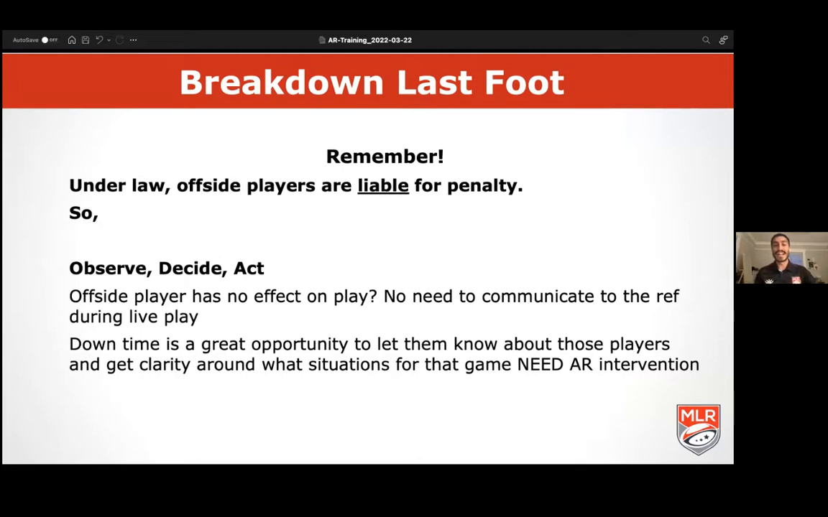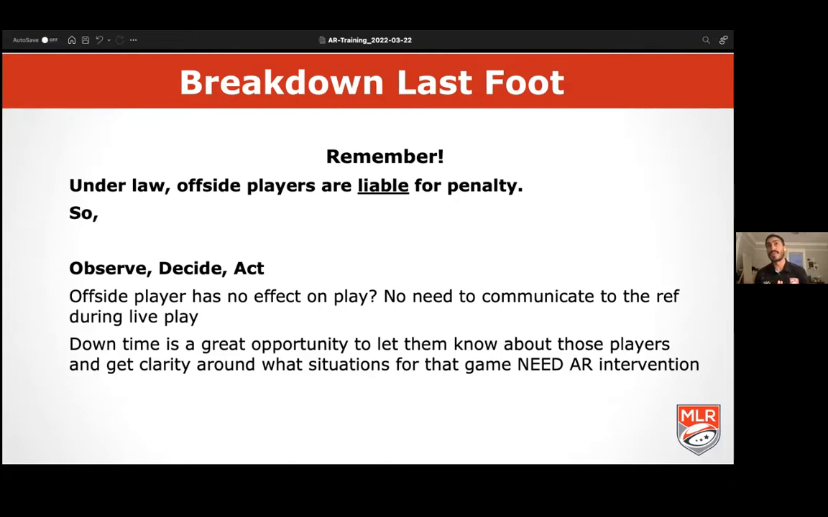So if that offside player has no effect on play, there's no need to communicate that to the referee during live play. Downtime is a great opportunity to let them know about those players and get clarity on what they as the referee want in those situations, or what situations they would want AR intervention in. When I say that observe, decide, act is something that we can translate over into our refereeing, I feel like this is the biggest thing.